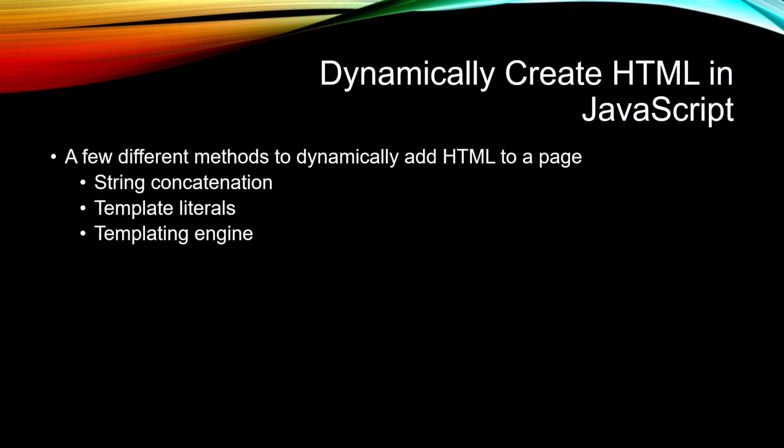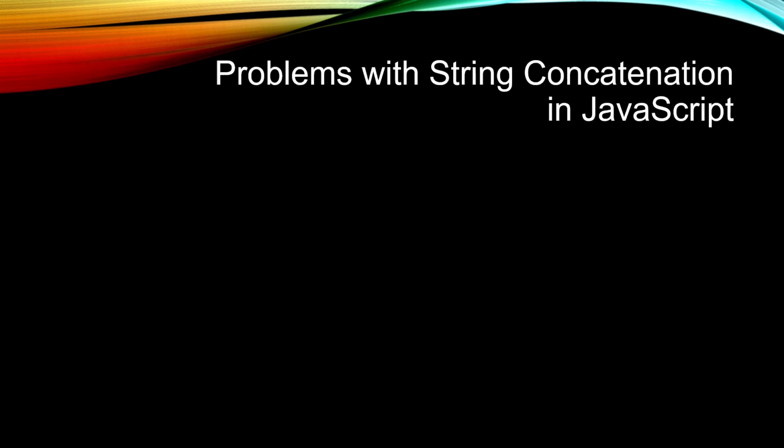There are a few different methods to dynamically add HTML to a page. You can do string concatenation, a couple different ways to do that. You can use template literals. You can also use a templating engine like Mustache or Handlebars. Each has its own benefits and drawbacks.